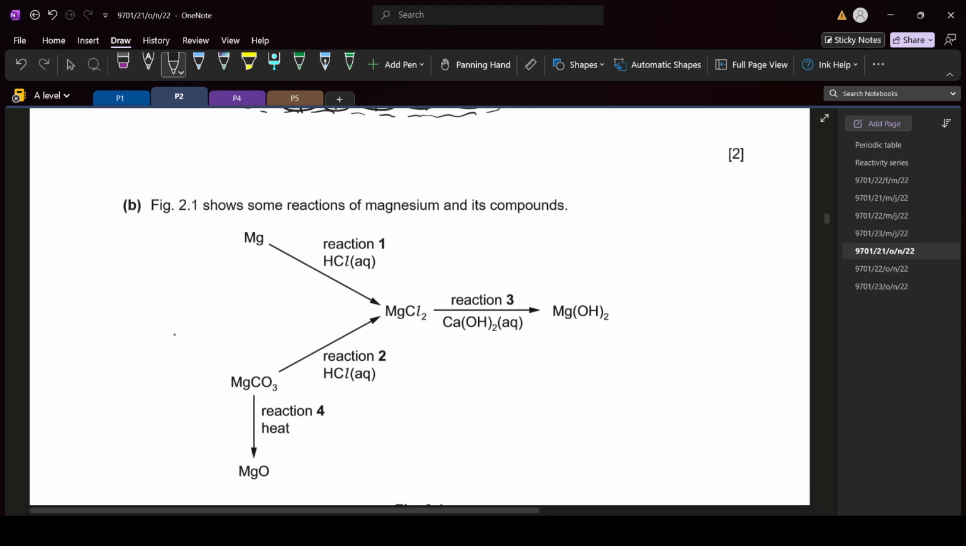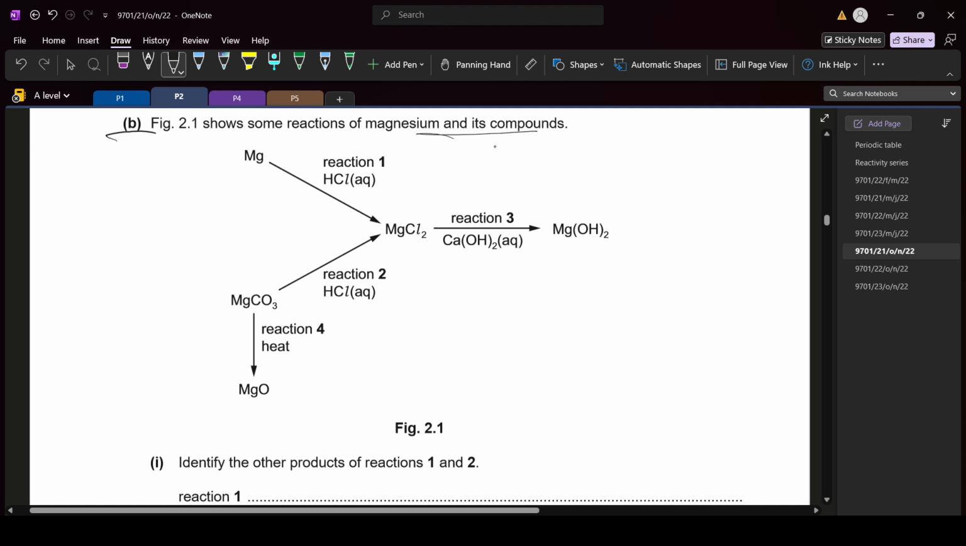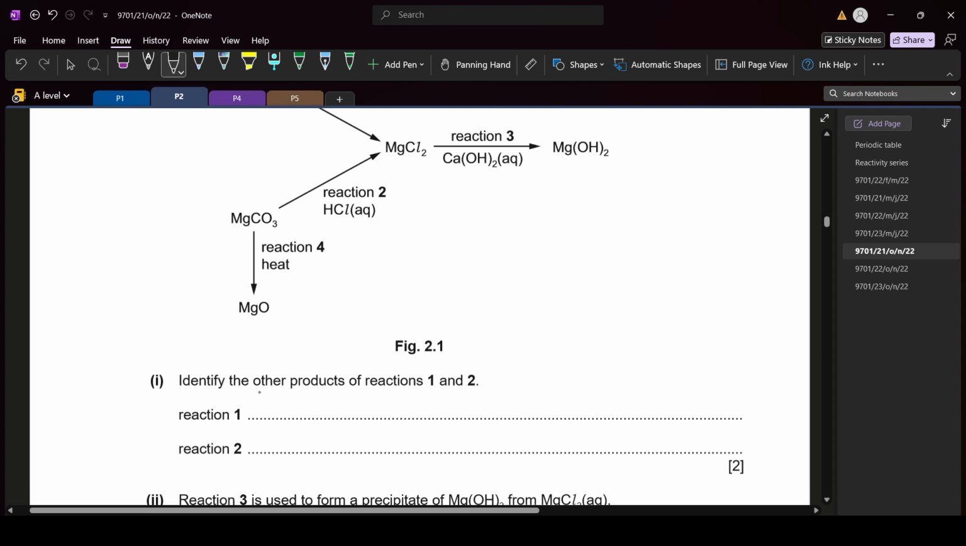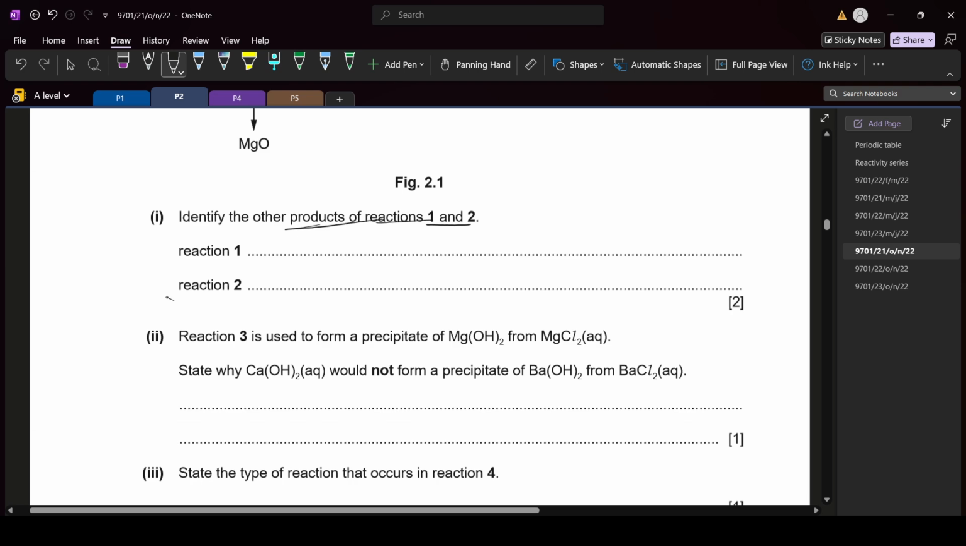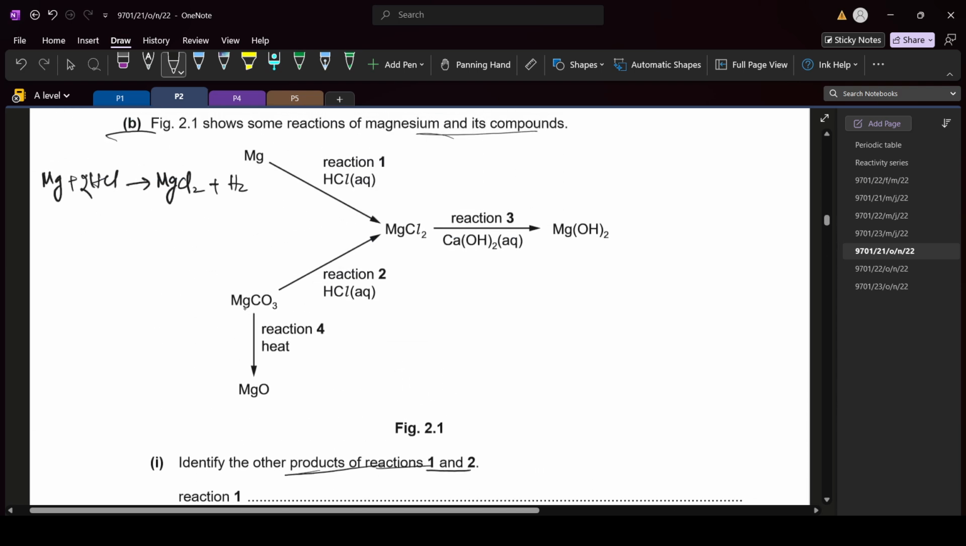Moving towards part B. Figure 2.1 shows some reactions of magnesium and its compounds. Identify the other products of reactions 1 and 2. In reaction 1, magnesium reacts with acid HCl to form magnesium chloride, and it will also form hydrogen gas. And for reaction 2, magnesium carbonate reacts with HCl, so it will form magnesium chloride plus carbon dioxide plus water.